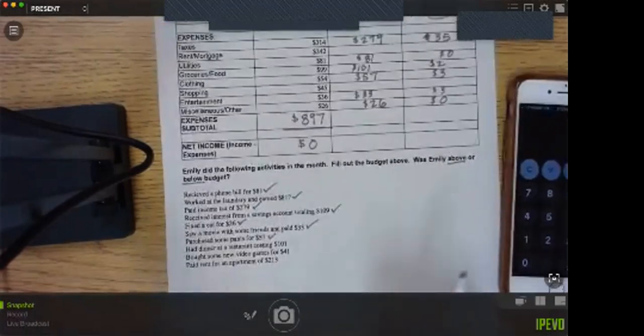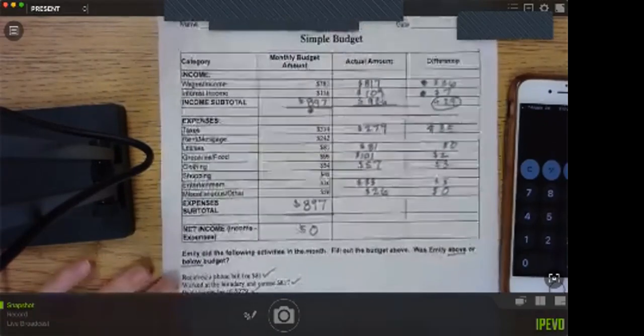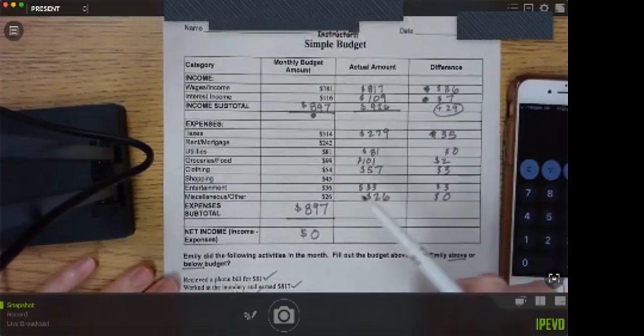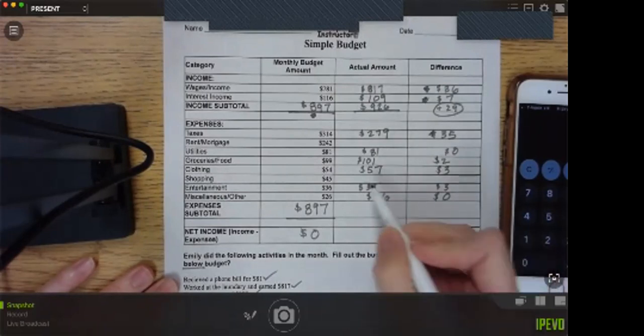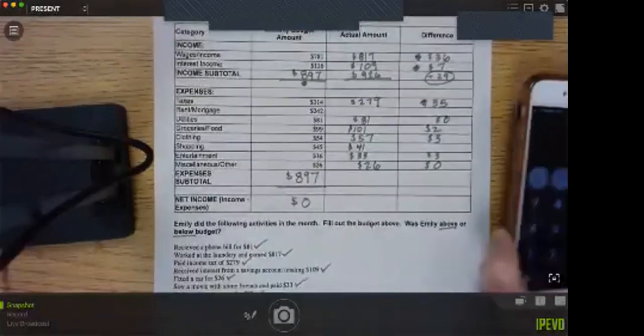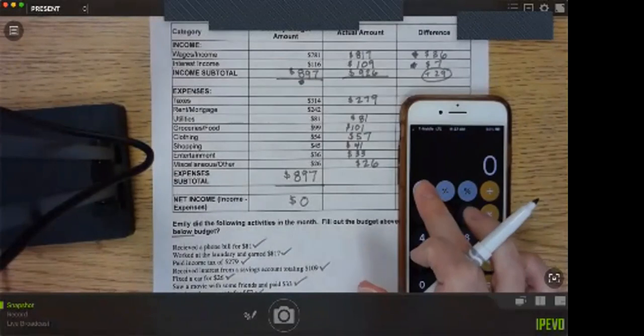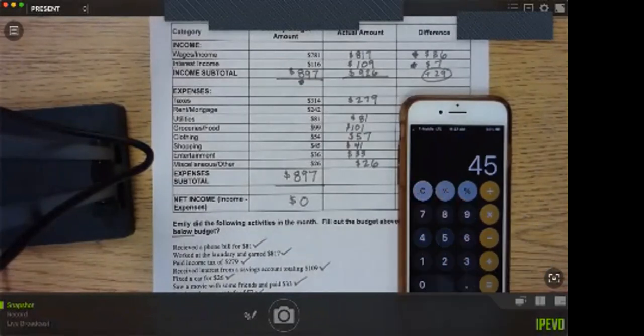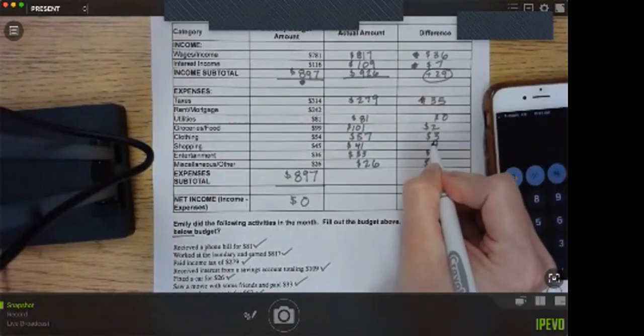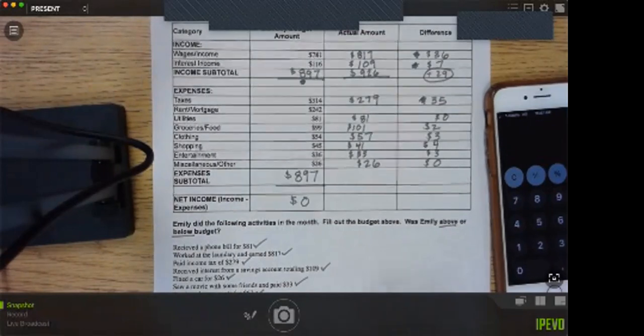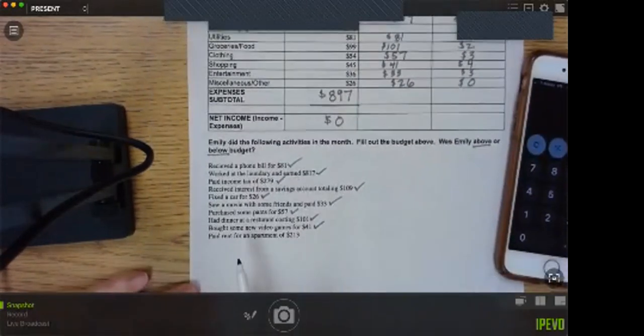Okay, so the next one, she bought some new video games for $41. So a couple of the categories we have left, rent, mortgage, or shopping. I'm going to say shopping. So $41. So she budgeted $45 for shopping and she spent 41. So that's a difference of $4. Okay. So we're going to cross that one off and then we're going to go to the last one.